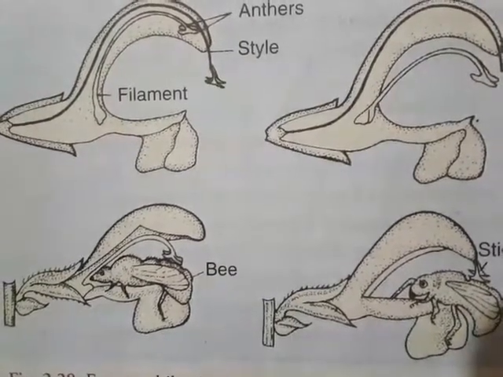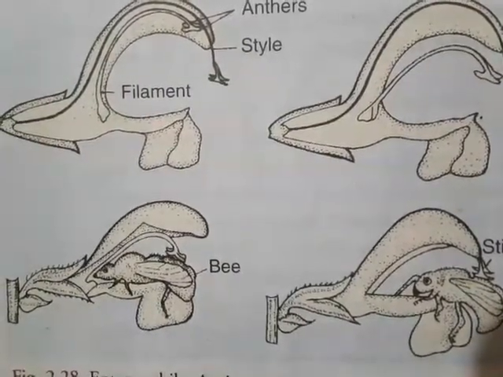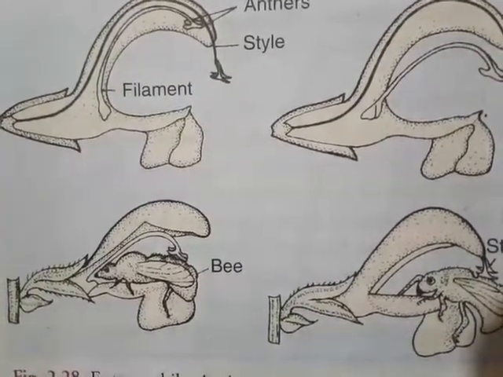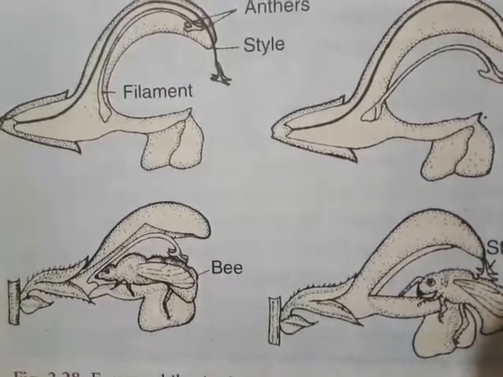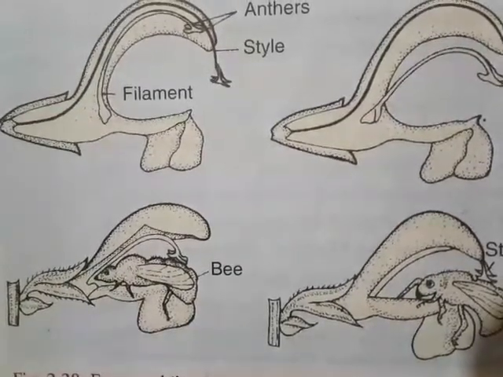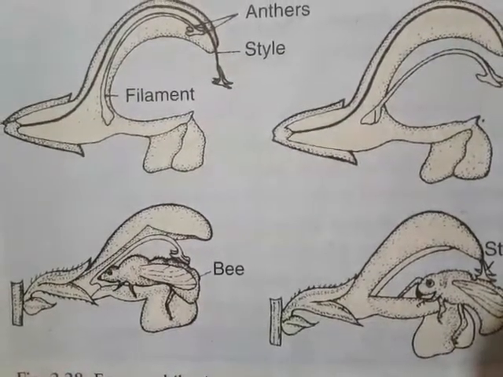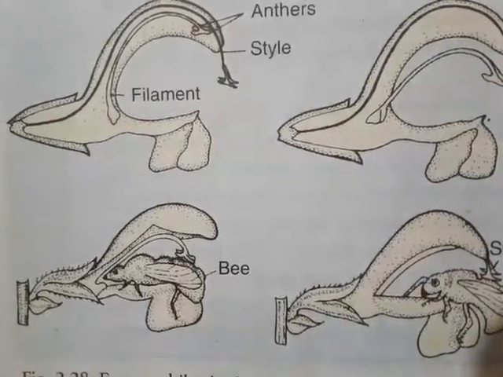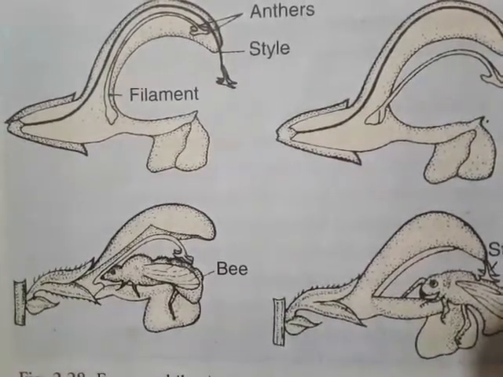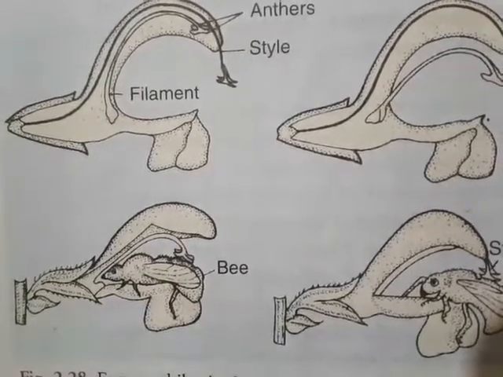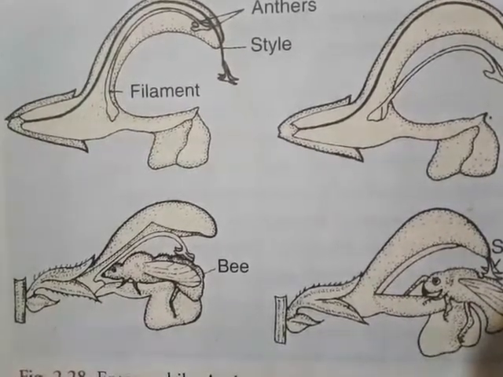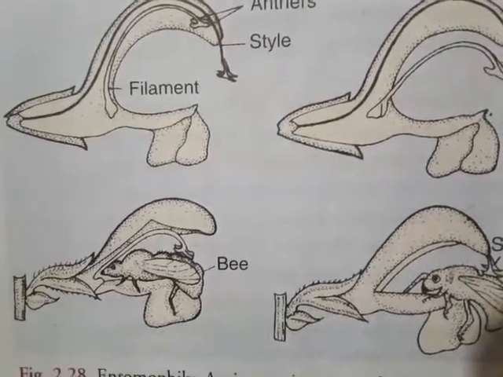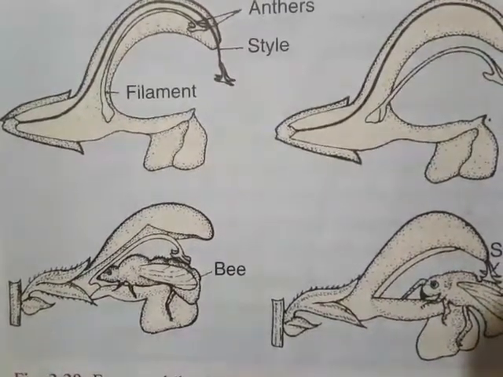In the natural position, the connective remains upright or straight. When the insect enters the corolla tube, it pushes the lower sterile anther lobe of each stamen. The connective swings round with the result that the upper fertile lobe comes down and strikes the back of the insect with force and dusts it with pollen grains.